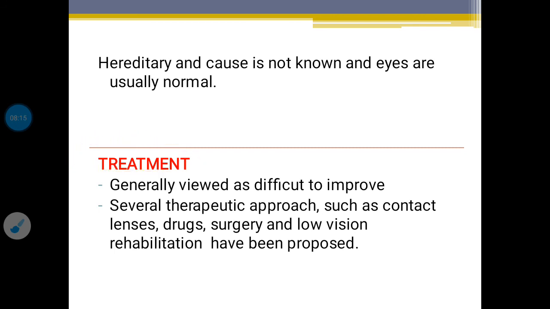Now coming to the treatment of nystagmus. This condition is generally viewed as difficult to improve. Several therapeutic approaches such as contact lenses, drugs, surgery and low vision rehabilitation have been proposed. So this is the treatment.